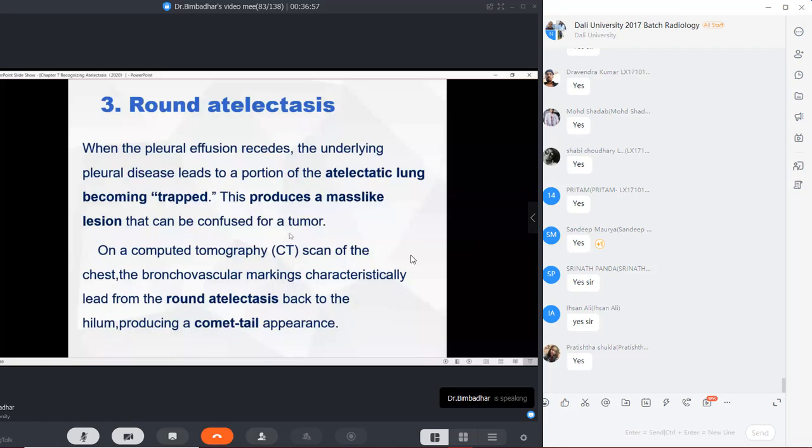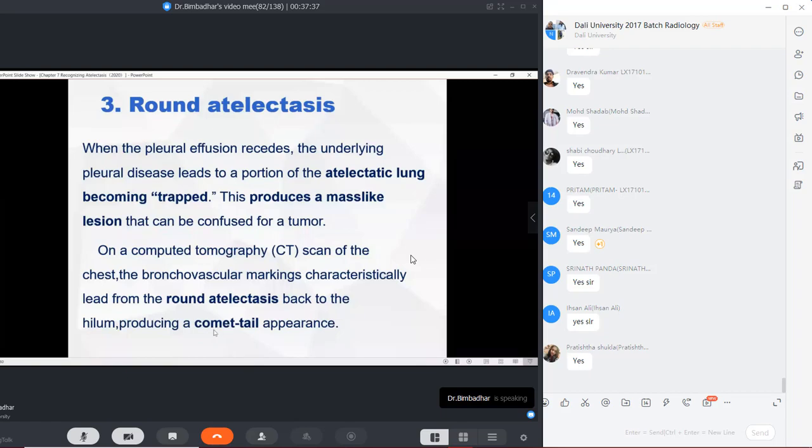On computed tomography, a CT scan of the chest, the bronchovascular markings characteristically lead to a round atelectasis that is back to the hilum, producing a comet tail appearance. Remember, yesterday we were talking about the pleural tail sign; that is entirely different from this, which is actually the comet tail appearance. So comet tail appearance is a characteristic feature of what? Rounded atelectasis.